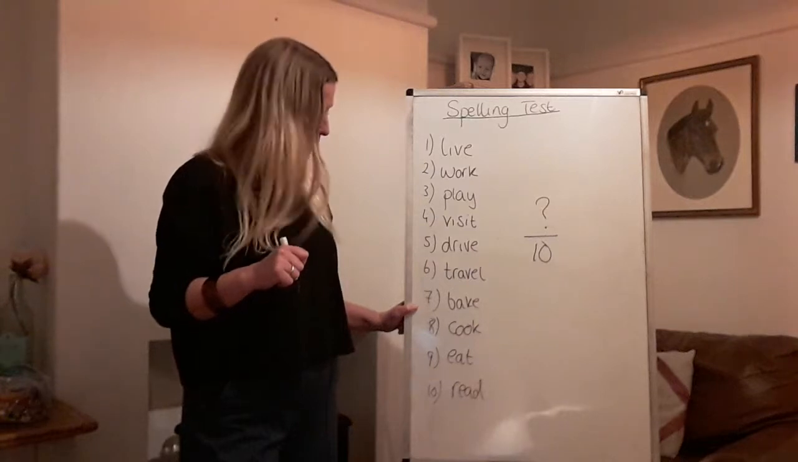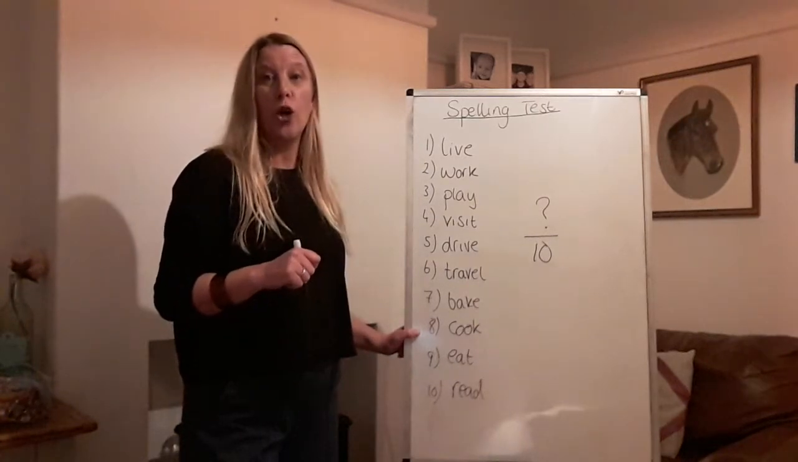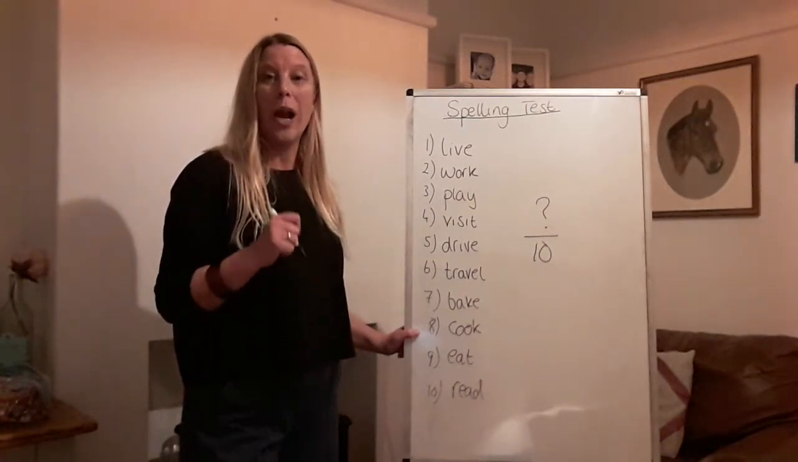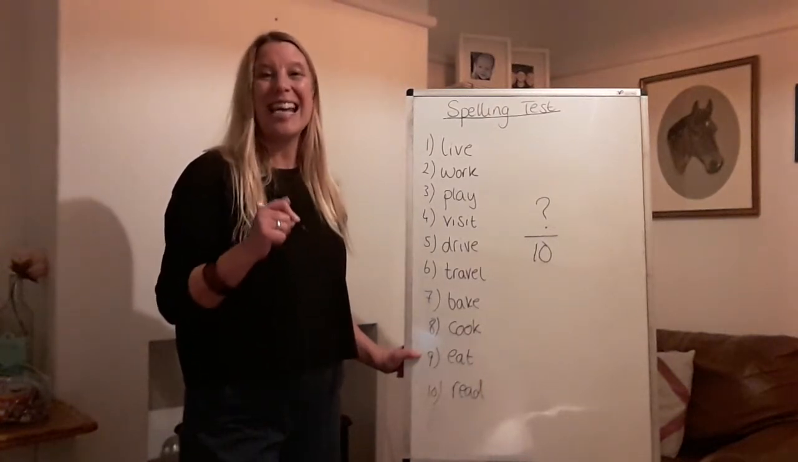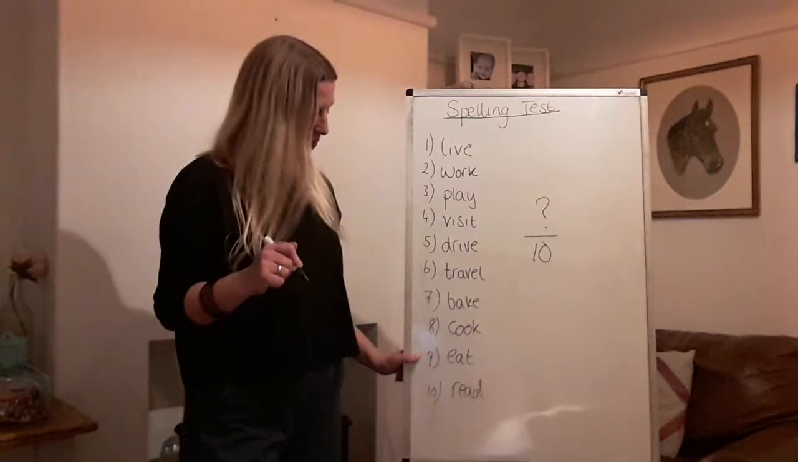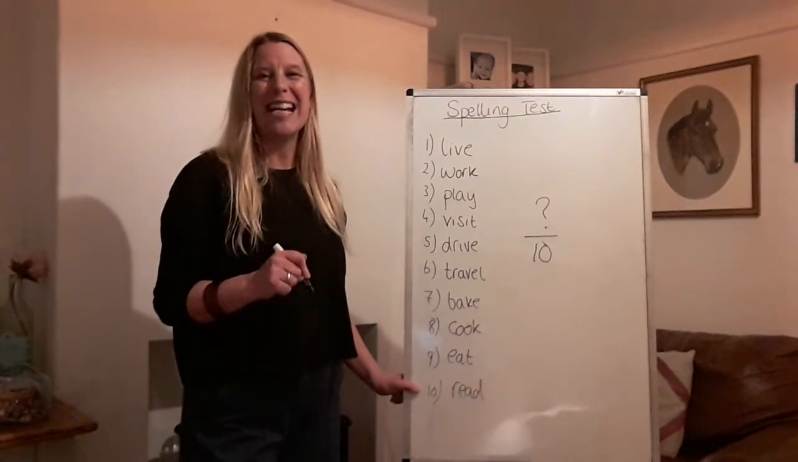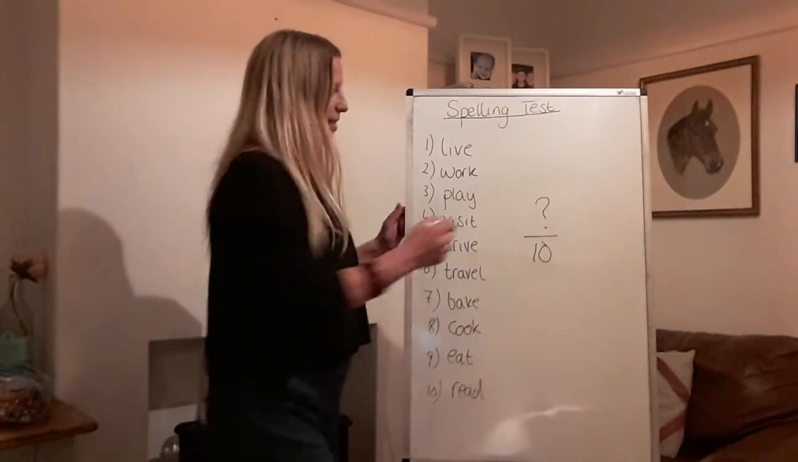B-A-K-E. Bake. Number 8, cook. C-O-O-K. Cook. Number 9, eat. E-A-T. And number 10, read. R-E-A-D.